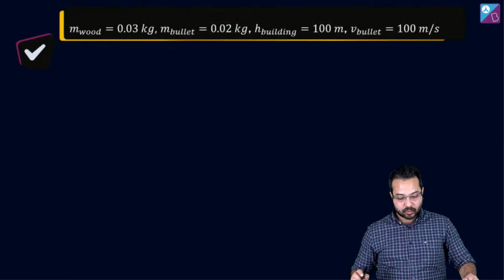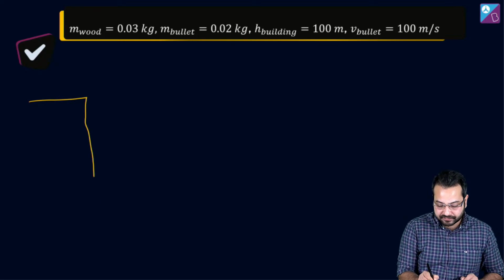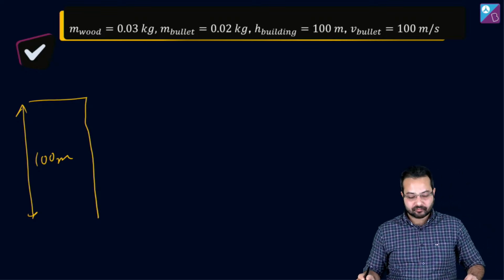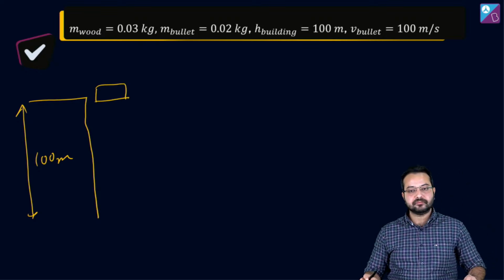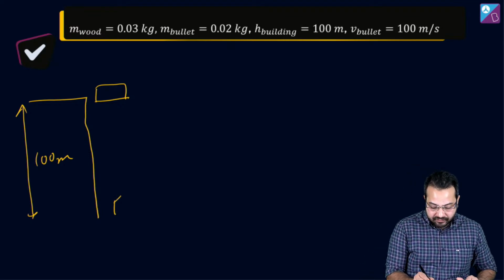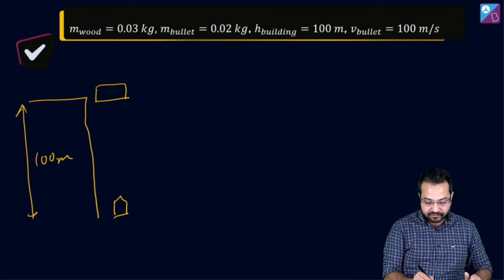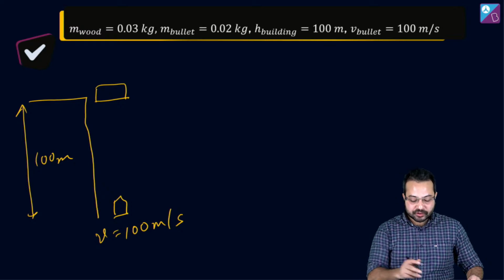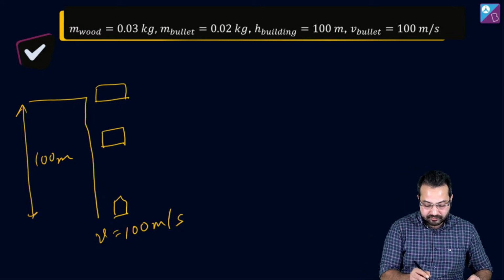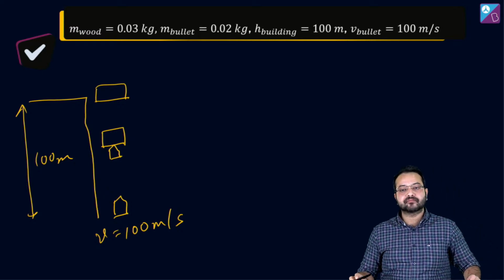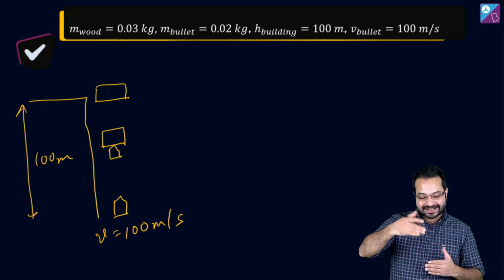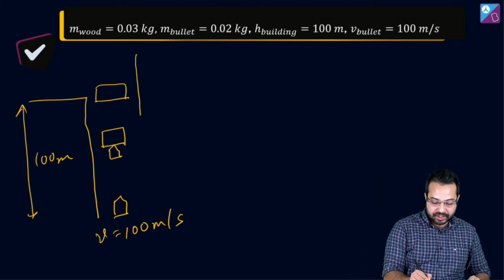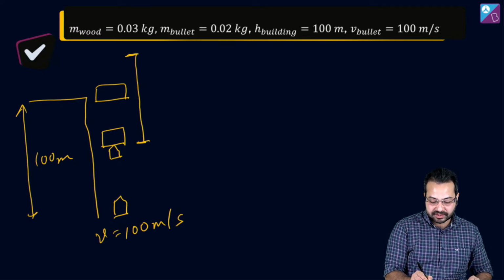What is the situation over here? We have a building which is 100 meter tall. There is a piece of wood, we are dropping it, and we have a bullet which is fired from the ground. The velocity of the bullet is 100 meter per second. So what is going to happen? The block is going to fall down and the bullet is going to pierce the block, and after that it gets embedded in the block. Once it gets embedded in the block, it will start going up.